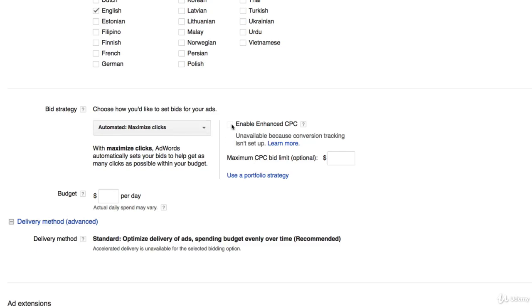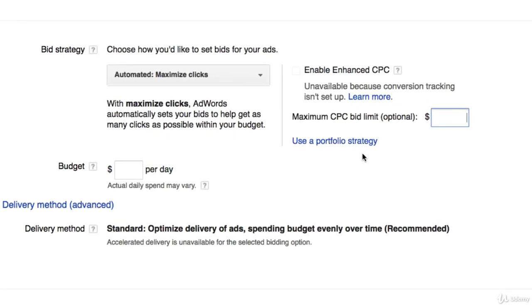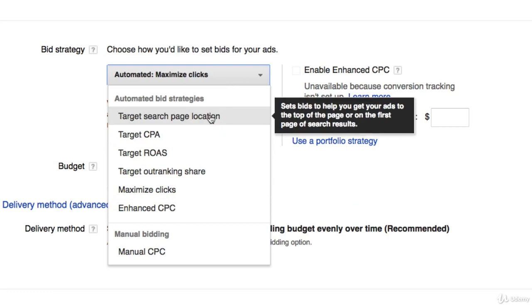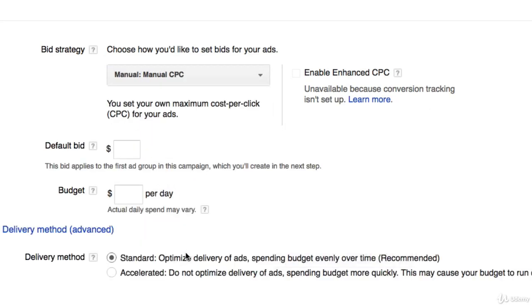We would have the option to enable enhanced CPC in conjunction with maximize clicks, but we can't check this box now because conversion tracking isn't set up. If we wanted to set a maximum CPC bid limit, we could set that over here. You could toggle between these different automated bid strategies using this drop-down menu, and we're going to go over to manual CPC. And once again, we're not able to click enable enhanced CPC because conversion tracking isn't set up. So we're going to set a default bid of, let's say, $3.